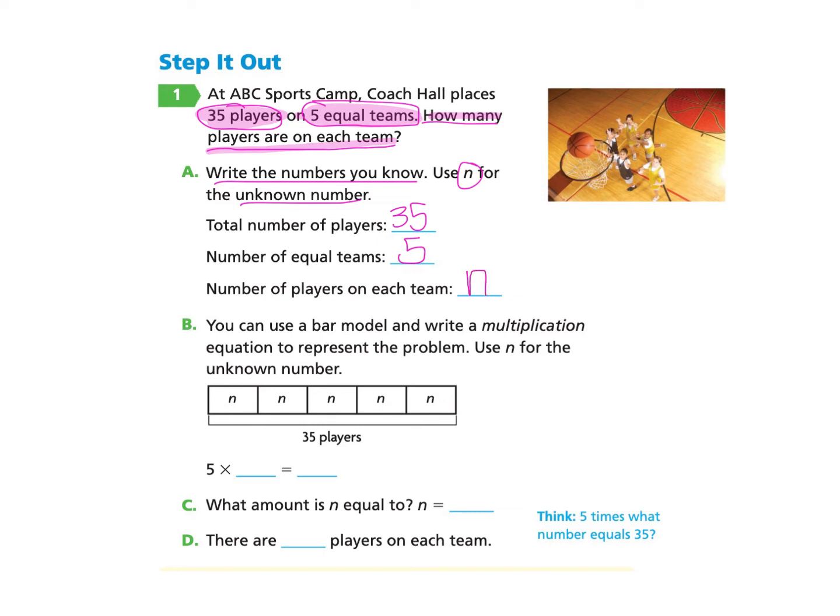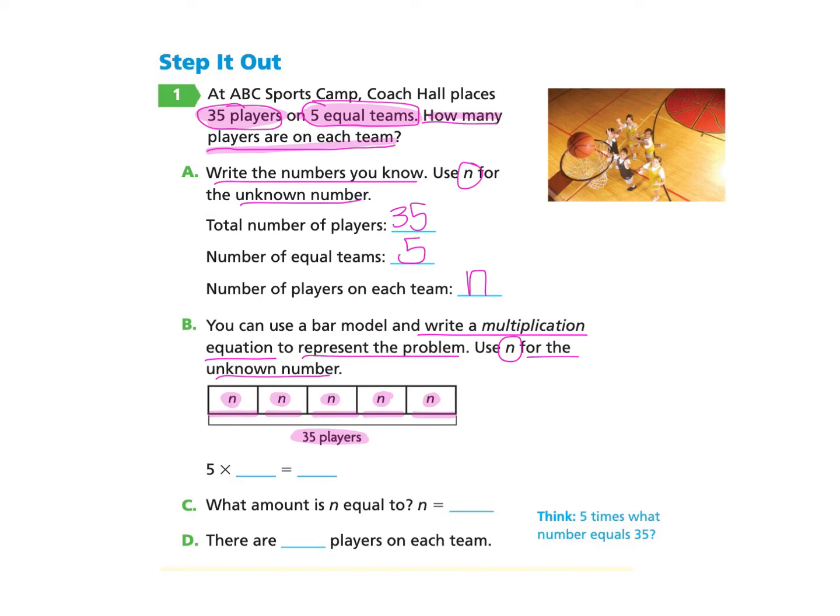Now let's look at part B. You can use a bar model and write a multiplication equation to represent the problem. Use N for the unknown number. So here we have a bar model that's showing the information we know, which is there are 35 players, that's the total. And we know that there are 5 equal teams, so they made 5 equal boxes. And what we don't know is the unknown, which is the number inside the box.